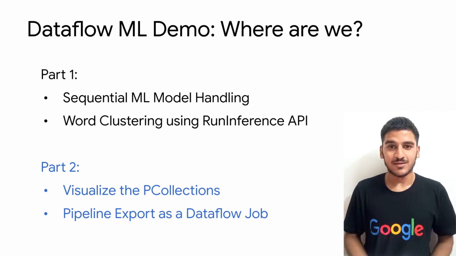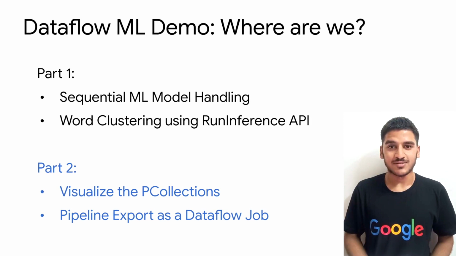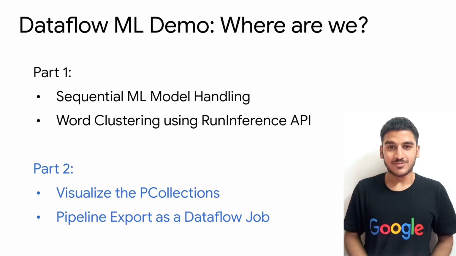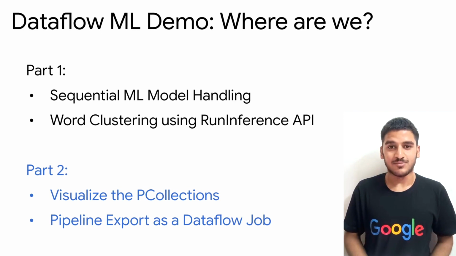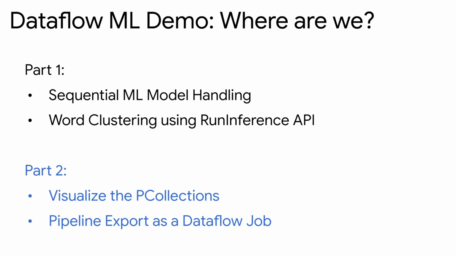There we used Dataflow ML in order to handle spaCy and scikit-learn models sequentially. As already promised, we'll visualize the PCollections obtained in part 1. We'll also export the entire pipeline as a Dataflow job. Hope you find this demo interesting as well. Now let's move ahead with the demo.